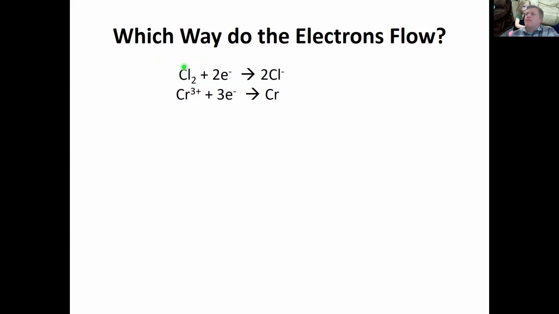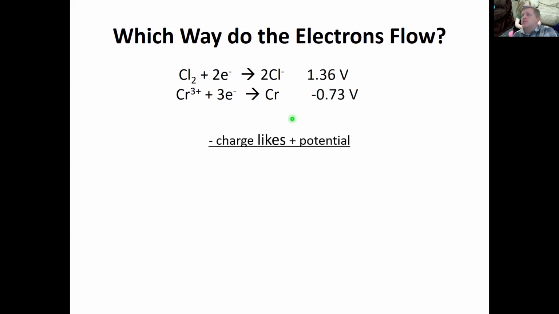All right, so I have the half cell reaction for chlorine gas getting reduced to Cl- and the half cell reaction for Cr3+ going to chromium. So in both cases, we're adding electrons to a species, and so we're reducing them. But which one of these is going to be more favorable? Well, to find that out, we're going to have to look up their half cell reduction potentials in a table. Now remember, for all of these, that negative charge likes positive potential. That means the electrons like going in the reaction with the highest potential.